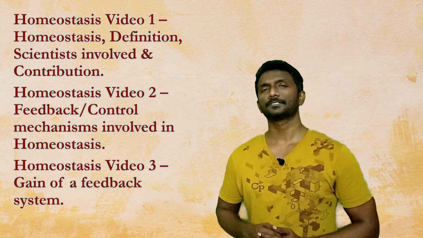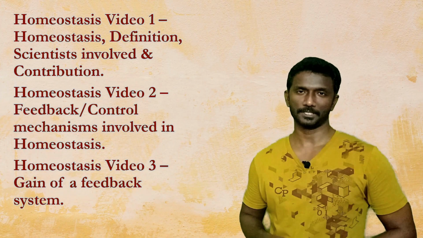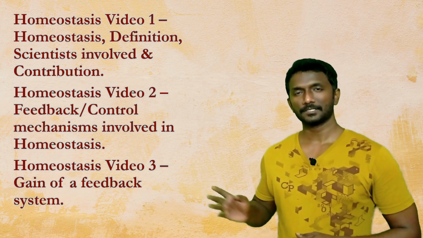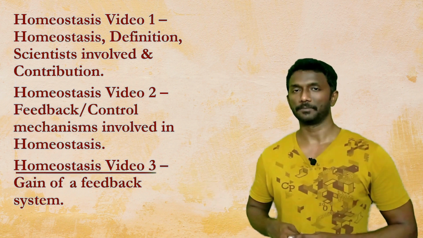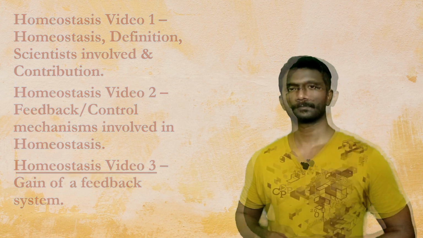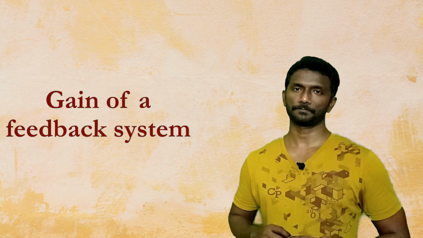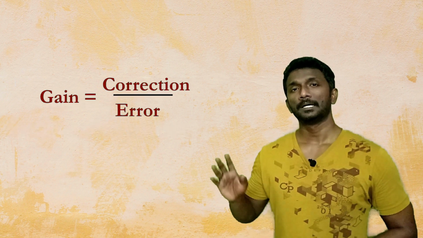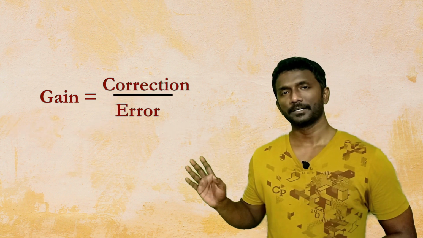Now we have come to the last part of our lecture series on homeostasis. I hope you watched the previous videos. Now the last video is about gain of a feedback system. So how do you calculate gain of a feedback system? It is calculated by the formula gain is equal to correction divided by error.